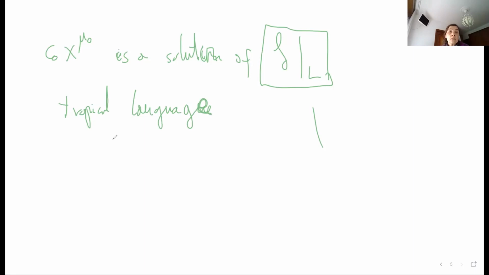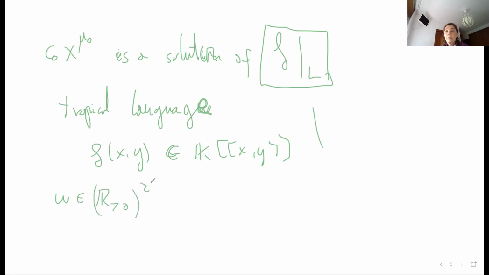In tropical language, we have given f in k[x,y], and given a vector omega in R greater than 0 to 2. We define the omega order of f to be the minimum of omega times alpha, such that alpha is in the support of f.